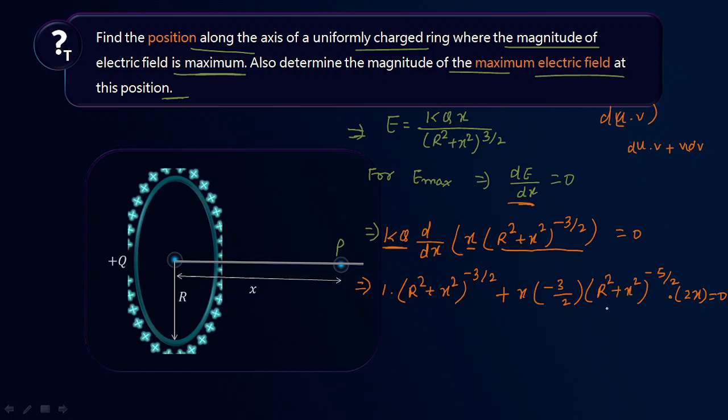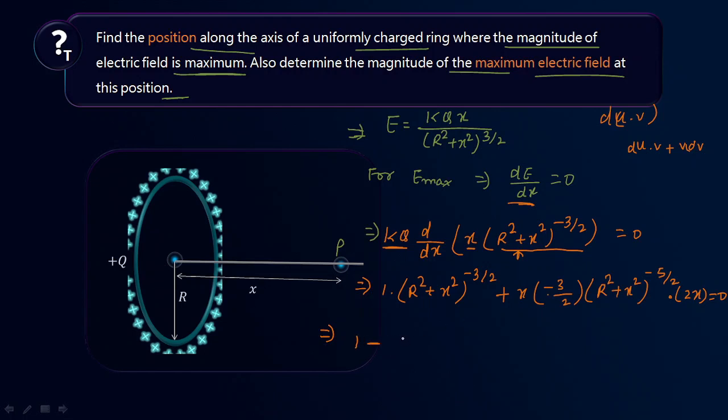When you differentiate r square plus x square to the power minus 3 by 2, the substitute method we have to use. We can assume r square plus x square as u or v, and then power minus 3 by 2, and then this part also we have to differentiate, right? Now, we can take r square plus x square to the power minus 3 by 2 as common and move on right side, that will become 0. So now we have 1. Now here minus sign is there.